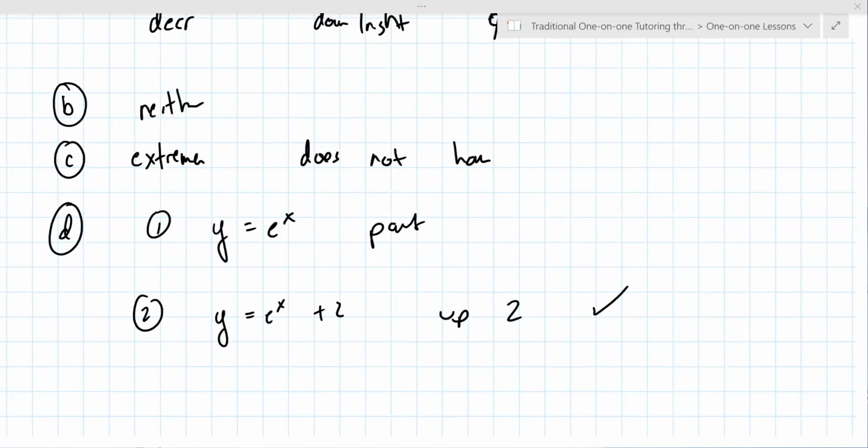Do you want to do section 2.1 first or 2.2? Let's do 2.1. Okay. All right.